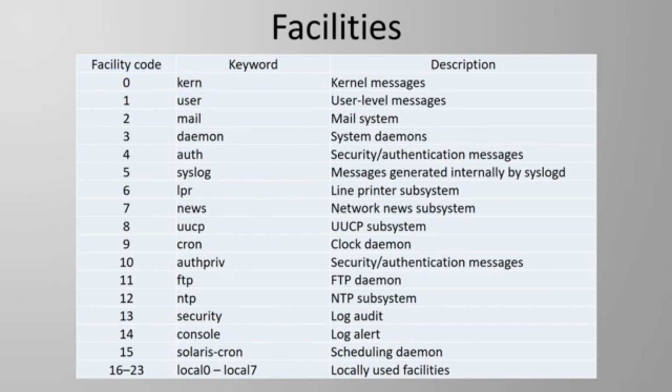Take a look at this table. See how there are local 0 through to local 7 facilities? These are kind of user-defined facilities. They are generic and not for a specific purpose like the others. Cisco routers and switches will use the local 7 facility by default, but different vendors may have different defaults. We can change the facility that we use if we want to. We'll see how to configure this a little bit later.